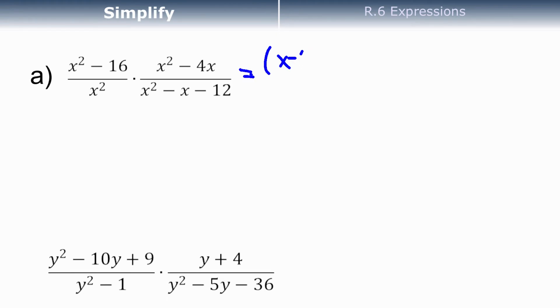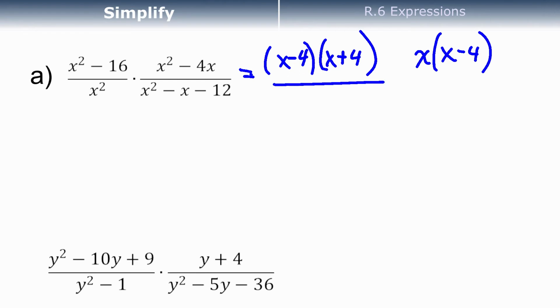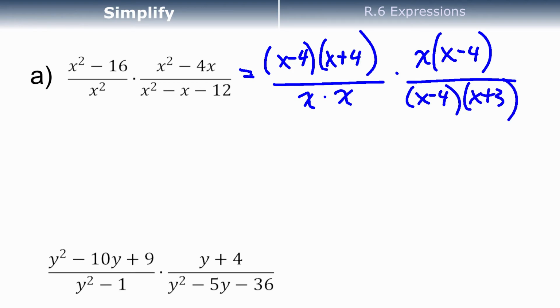You factor, so this is equal to... I factor that, that'd be x minus 4, x plus 4. Factor this one, I could take an x out. On the bottom there, I've got x squared. I'll write that as x times x. I could have left it. And then this one, let's factor that. It'll be x minus 4, x plus 3, I believe.